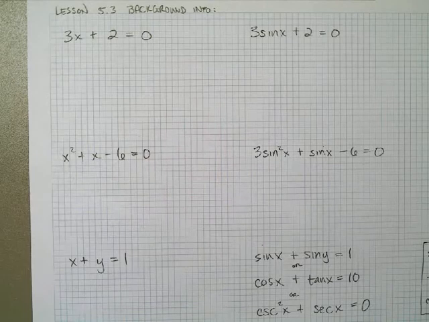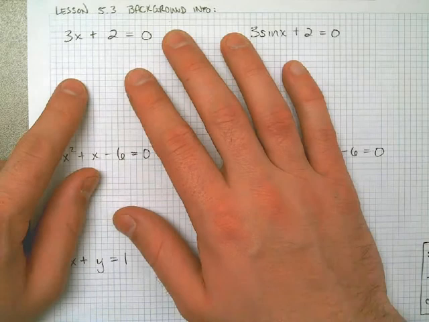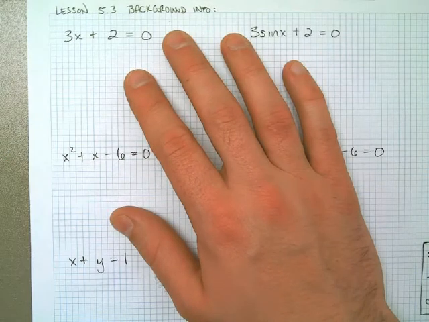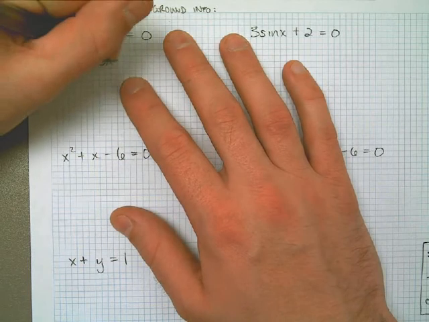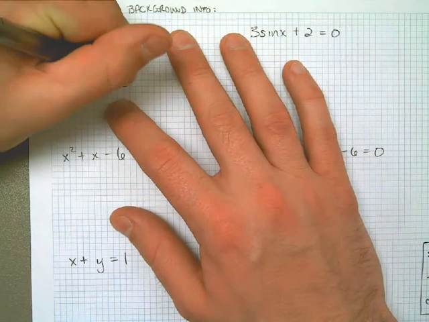Okay, in this video I'm going to be talking about some background information, things you're going to need to know before you start solving trigonometric equations. First things first, if this was an equation that I was asked to solve, 3x plus 2 equals 0, you would say I need to get the x by itself. So you would say that 3x is equal to negative 2, x must be negative 2/3.